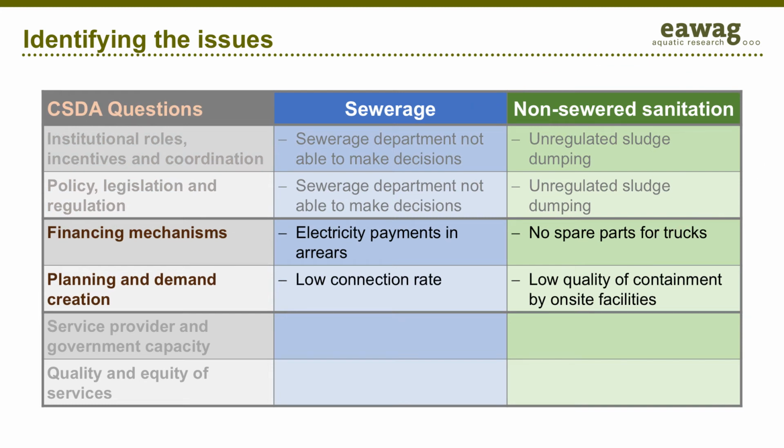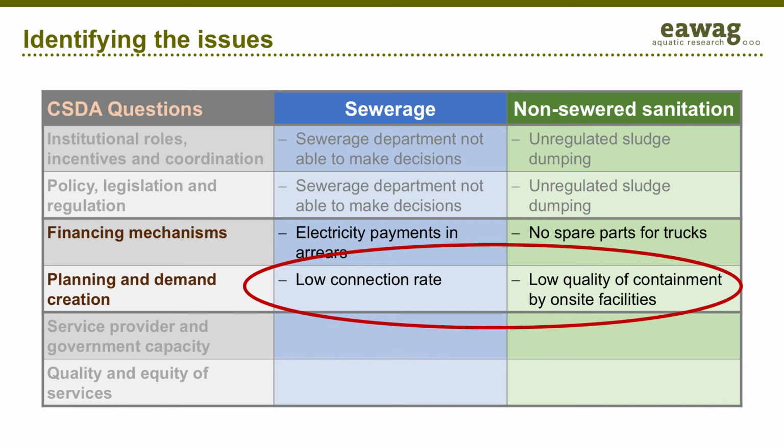Finance, planning and demand creation directly affect the ability of service providers to do their job. Lack of funds means that they can't buy essential inputs such as electricity or spare parts. And a lack of a clear plan backed by publicity means that few households are connected to sewers or upgrade their on-site facilities so that they can be hygienically emptied.